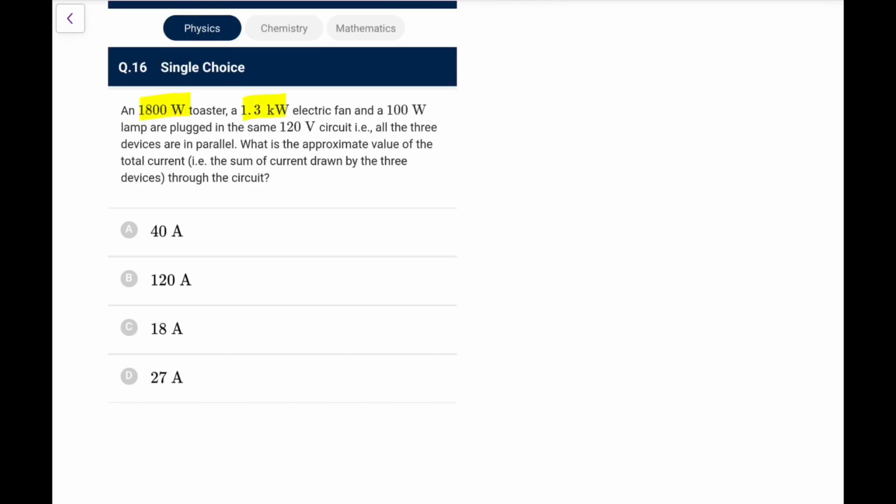An 1800 watt toaster, a 1.3 kilowatt electric fan, and a 100 watt lamp are plugged in the same circuit, all in parallel. What is the approximate value of the current? Because all are in parallel, the total power would be P1 plus P2 plus P3, no issues in that. So total power is 1800 plus 1300, that is 3100, plus 100, that is 3200 watt. That would be equal to I total into V. So I total would be 3200 upon V, V is 120. So 320 by 12.